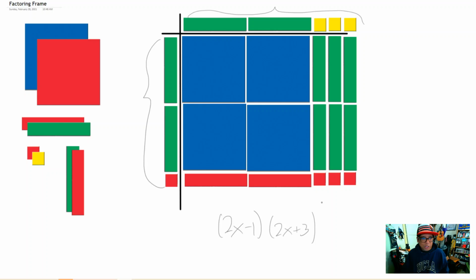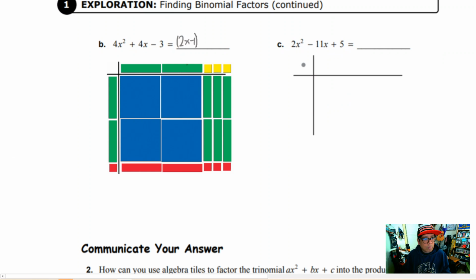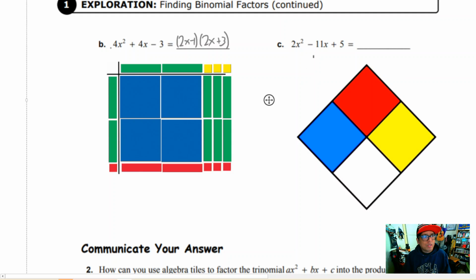Now, if those algebra tiles are difficult to come up with, I don't blame you. I had a hard time with that too, you saw. So there has to be another way of doing this. And this is where our good friend, the diamond, comes into play. But we have to do something special for this diamond problem because we've already identified that the coefficient of the quadratic term is 2.